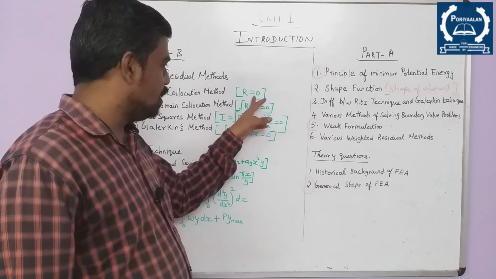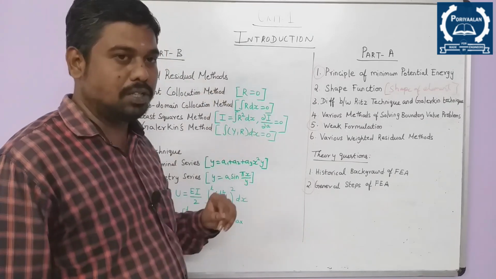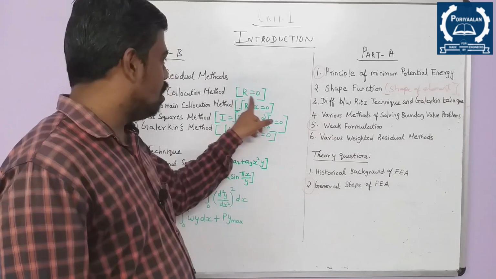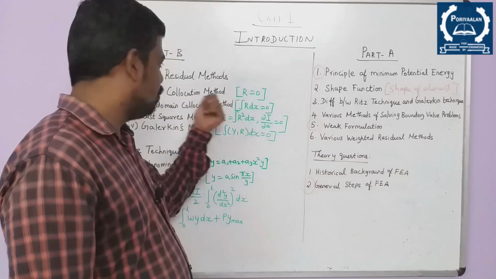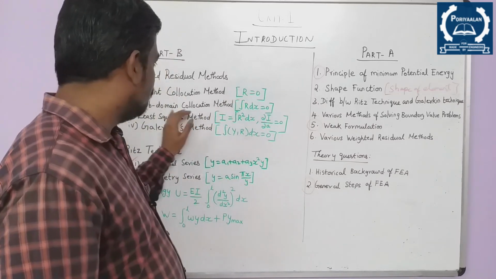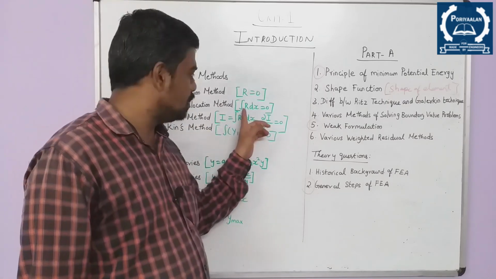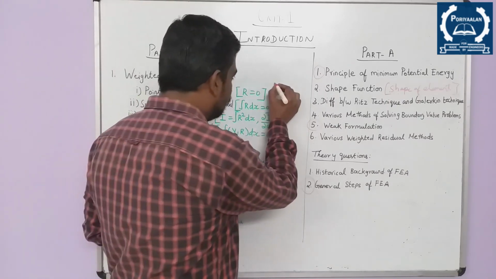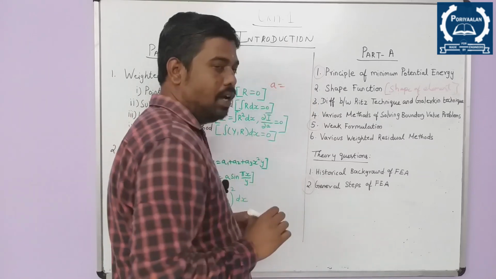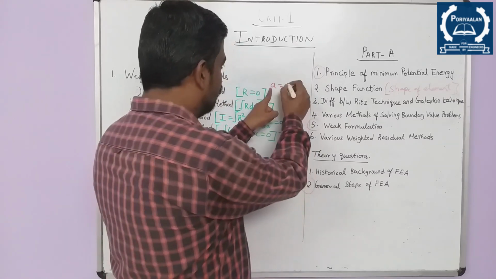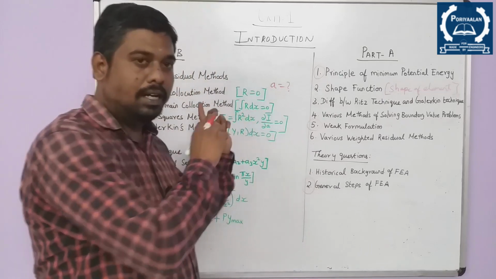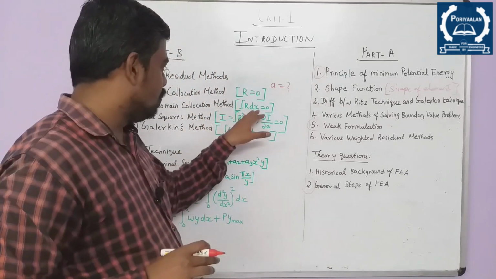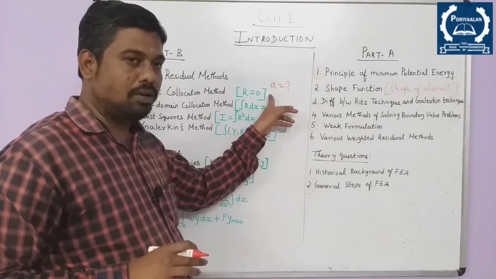First, you take R, which is the residual. Residual means error. So R is equal to 0 is the first formula, for the point collocation method. The second one is the subdomain collocation method. Here we take the integral of R dx is equal to 0. Here we have to find the value of A. After finding the A value, we substitute it in the differential equation. Next, the integral of R dx. Here also we have to find the unknown value of A.